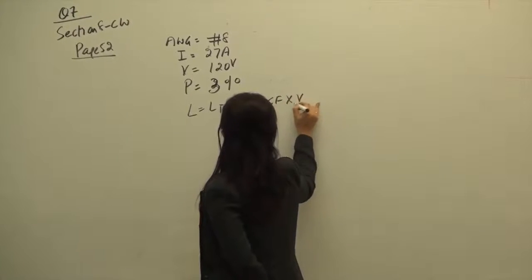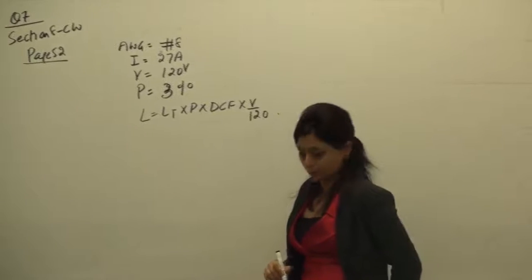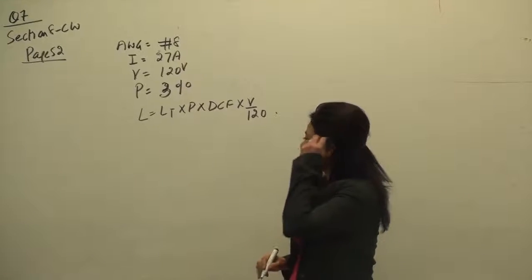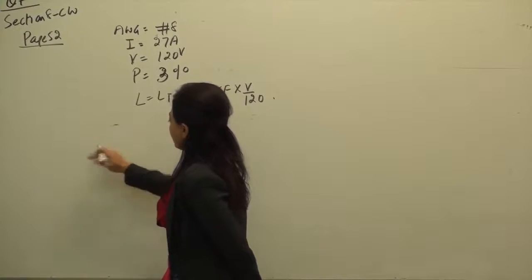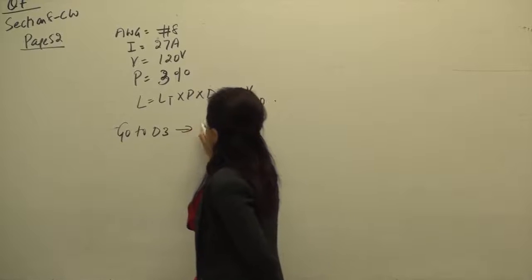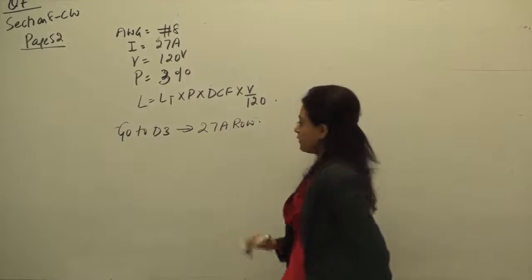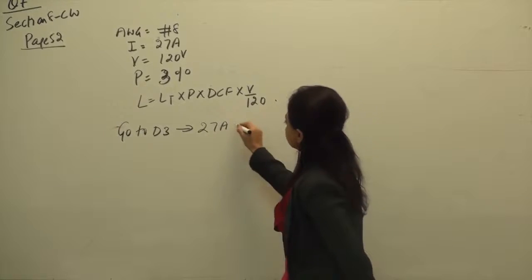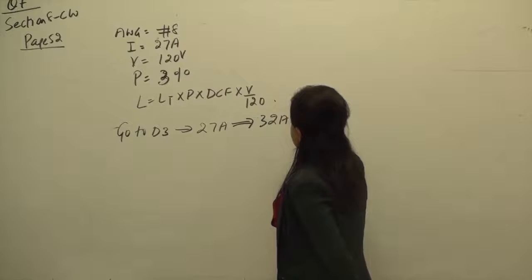Now, William, the formula that I taught you is what? L equals LT by P by DCF by 1.5 voltage divided by 120. Now, the first step that I'm going to do is go to table D3. You're going to go to the 27 amp row. Do you have a 27 amp row? No. So the closest one is what? 32. 32 amp row.